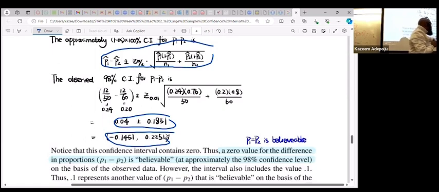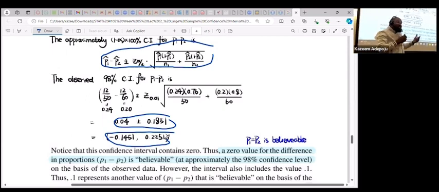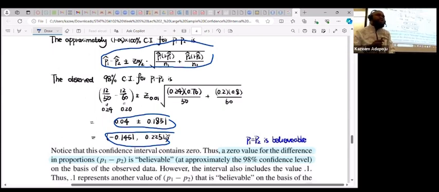However, the interval also includes 0.1. If you take a look at this interval, there's also the possibility of 0.1, which represents another value that is also believable. There are so many values in that interval, but let me tell you this: having so many values in the interval, all the values cannot be wrong at the same time.